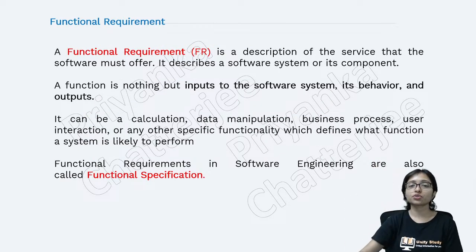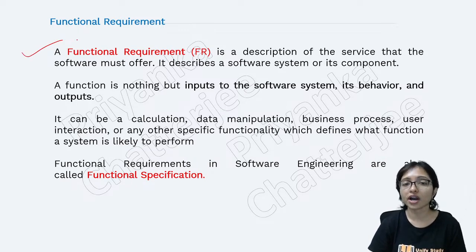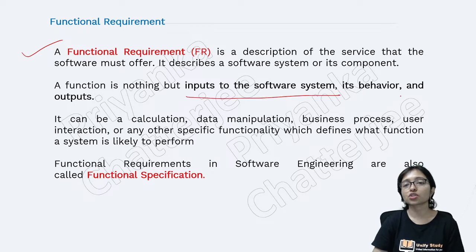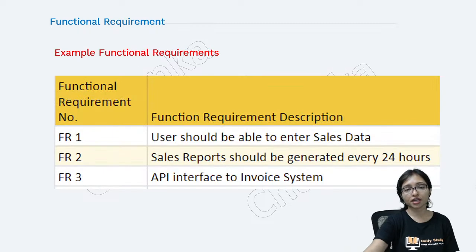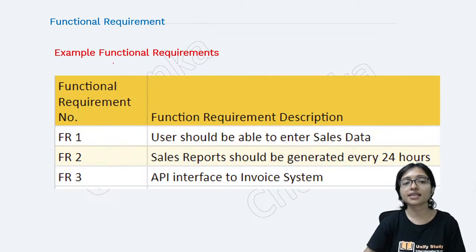Now we have to think about functional requirements, which we already learned. What is related to functionality: input of the software, behavior, output. These are related to functional requirements. Here you can see some functional requirement examples.